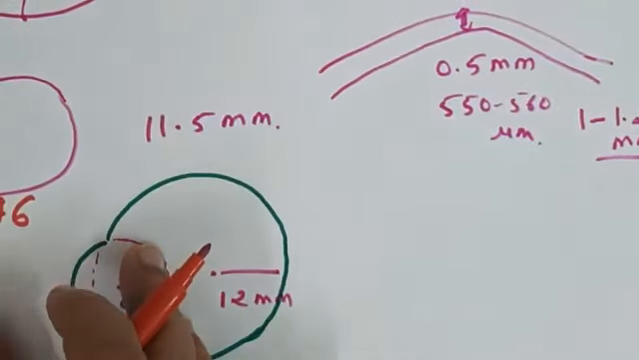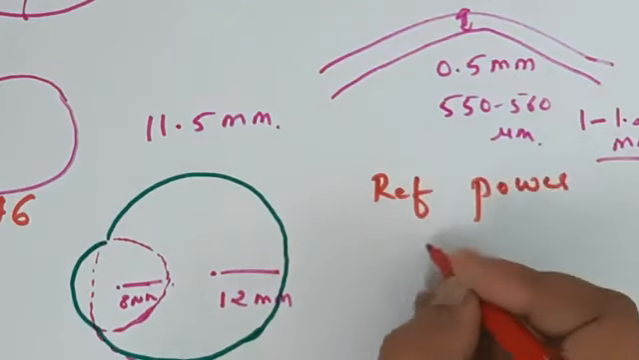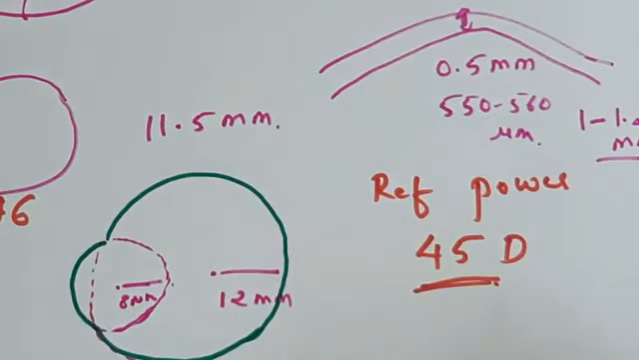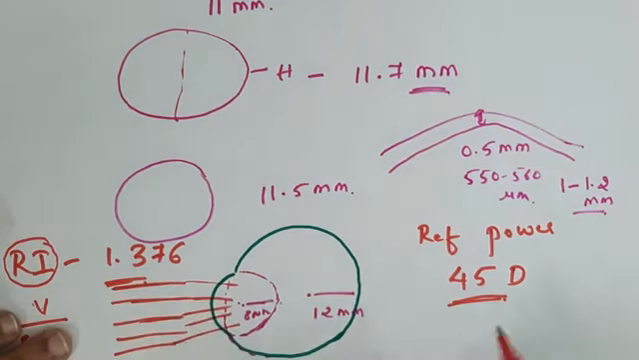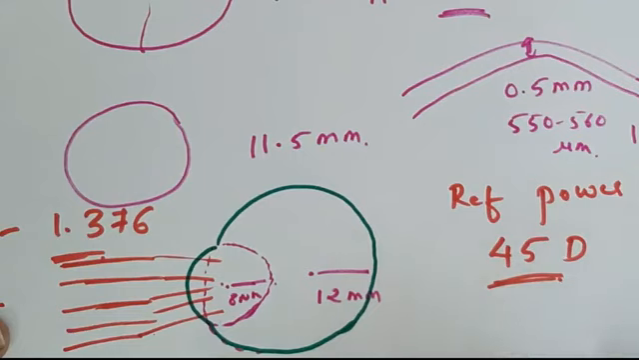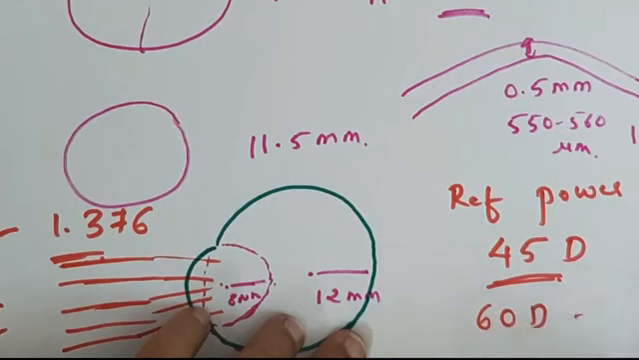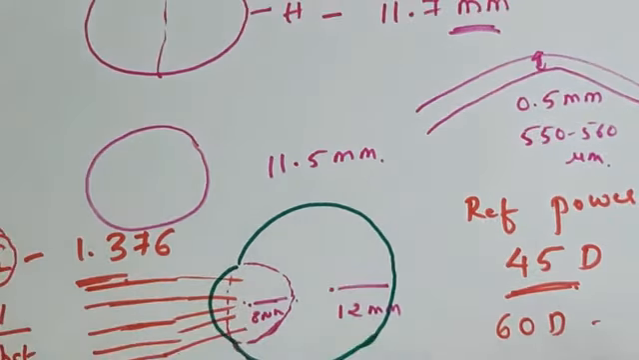The next is, what is the refractive power of the cornea? Refractive power is around 45 diopters. That is the converging power of the cornea. Whenever straight light rays fall on the cornea, they are converged by the cornea. So that converging capacity of the cornea is around 45 diopters. If you consider the whole converging power of the eyeball is 60 diopters, the remaining 15 diopters is contributed by the crystalline lens. This is about the gross anatomy of the cornea. Next, moving on to the histological structure of the cornea.